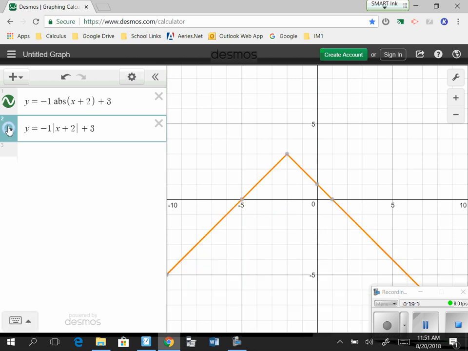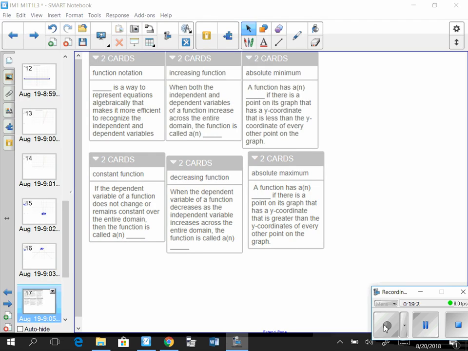And as I turn that guy on and off, you can see that the green and the orange are right on top of each other. These are both totally valid ways to sketch this graph.